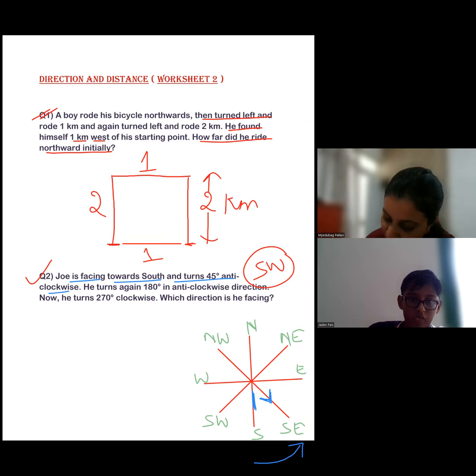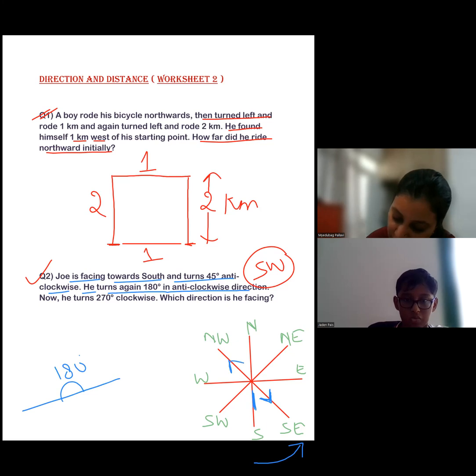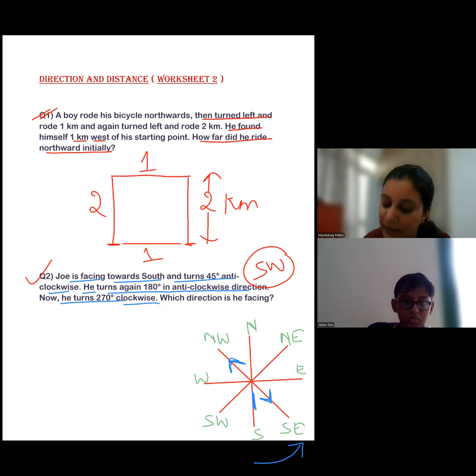Okay. Then next, now he turns again 180 degrees in anti-clockwise direction. So 180 degrees will be what? Just a straight line. This is 180 degrees. So that means he'll just face here in northwest. Is that correct? Yes, ma'am.